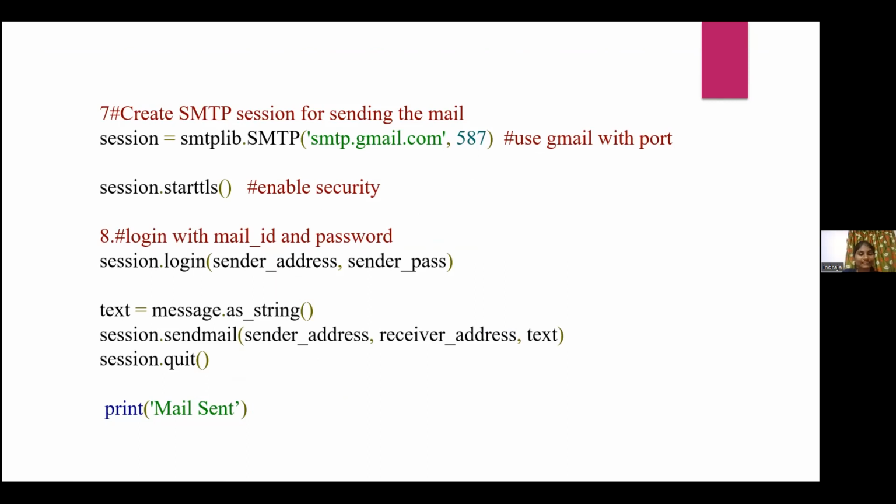Start TLS is a mechanism to secure mail communication. For enabling security, we use start TLS, and this is our login information, session.login. The sender's address and the sender's password are passed into this method. Then, after completing this, we need to print mail sent so that we can understand that the program is completed.